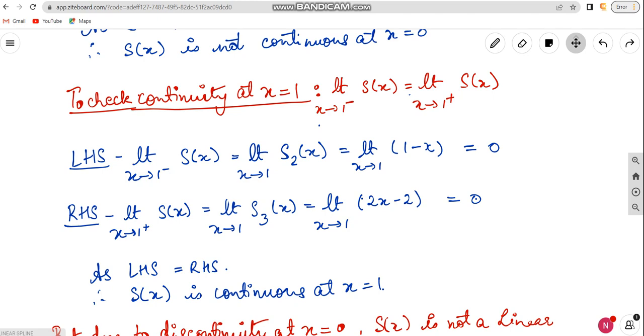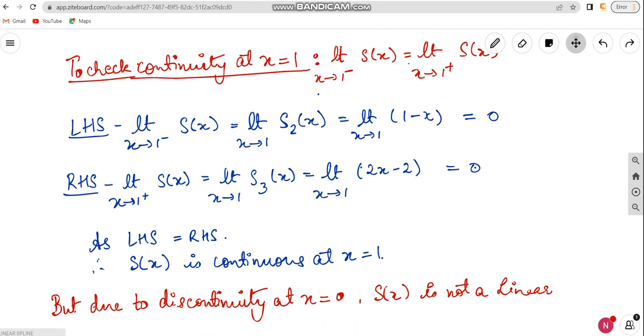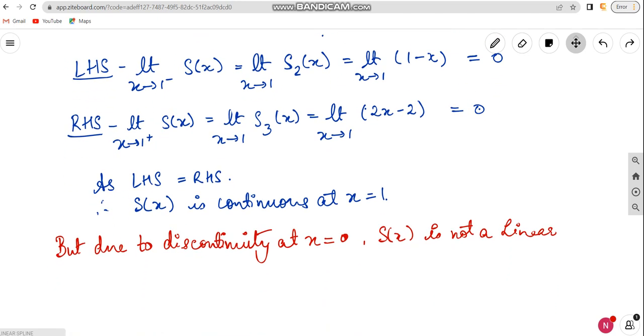Now, as the spline function is continuous at only one internal node and not the other one, this function is not a linear spline function. So to check whether a function is linear spline or not, all three conditions must be satisfied. Even if one of the conditions is not satisfied, it means that it is not a linear spline function.